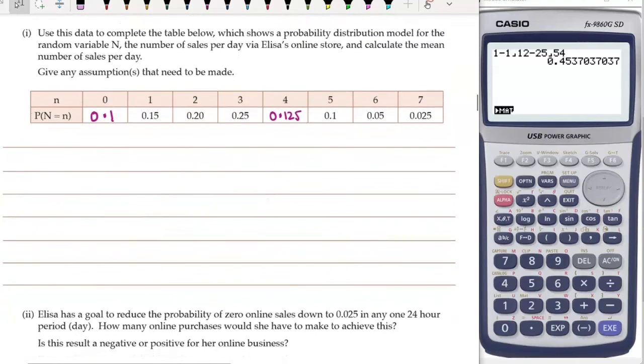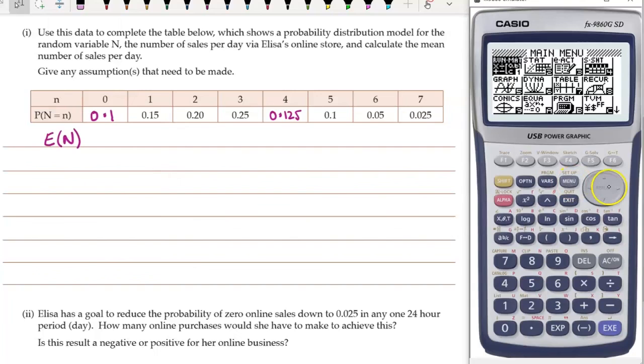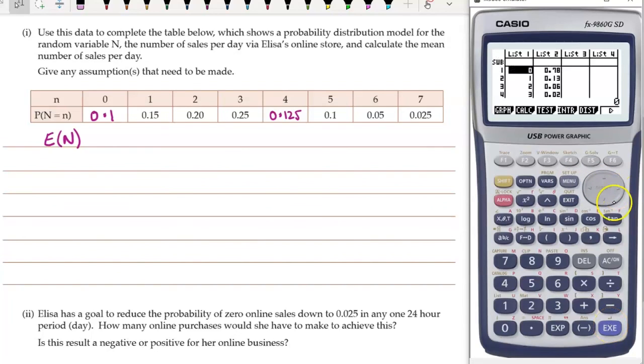Now we're going to calculate the mean number of sales, so that's the expectation of n. And I'm going to take you through doing it on the table again, because I think this is going to save us a bit of time. Rather than going through and doing all of the multiplies of 8 different items, let's pop it into here. So our values now are 0 is 0.1, then we've got 0.15, 0.2, 0.25, 0.125, 0.1, 0.05, 0.025.